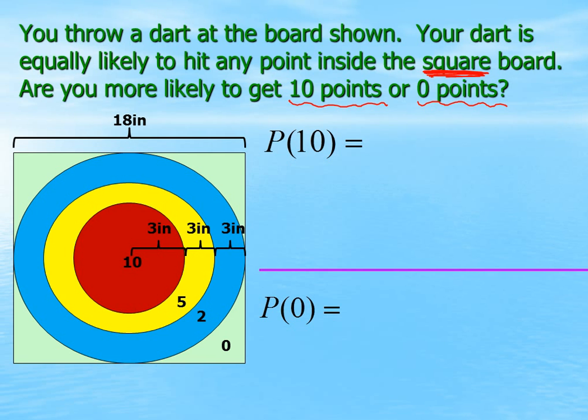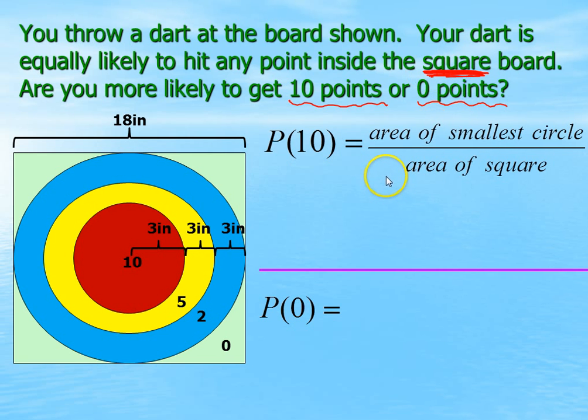How do I figure out the probability of getting a 10? Well, the 10 is this inner red circle. So how do I figure out the probability of that? What did we say? It's the probability of what we want over the total. So what we want is this inner circle, okay? So I want the circle on top versus the total. Well, the total's the board, and what did we say about the board? It was a square. So what we want is the area of that smaller circle, or that red circle, and the whole thing on bottom, so the area of the square.